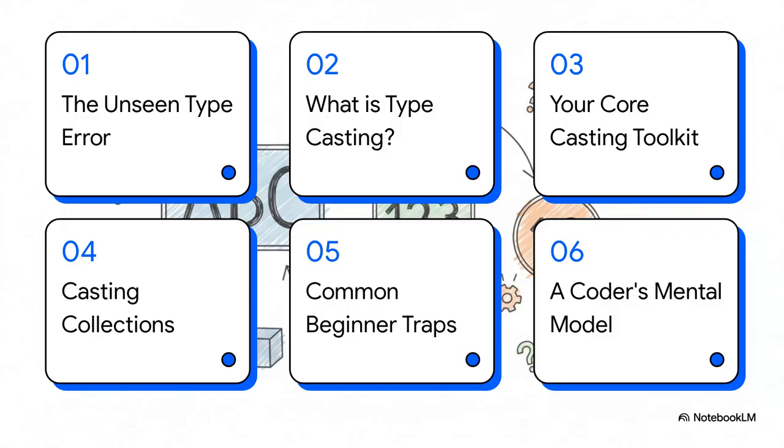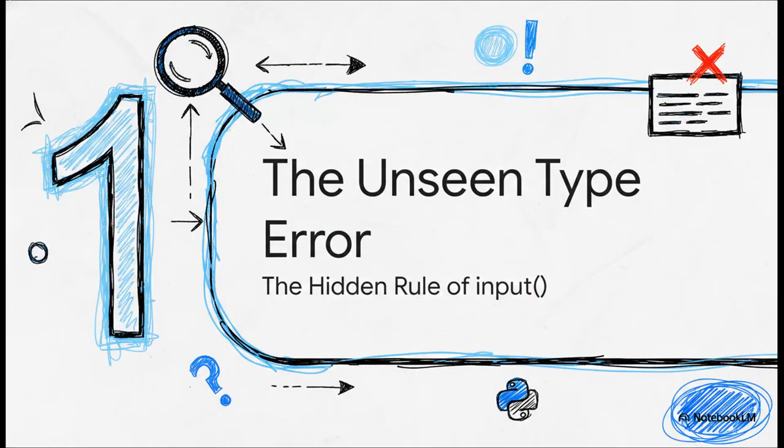So here's our game plan. We're going to start by digging into the real root of that problem. Then we'll define what typecasting actually is, and I'll show you the core tools you need to use it. We'll also glance at casting collections, cover some common traps to avoid, and then build a solid mental model so this all just sticks. All right, let's get to the bottom of this.